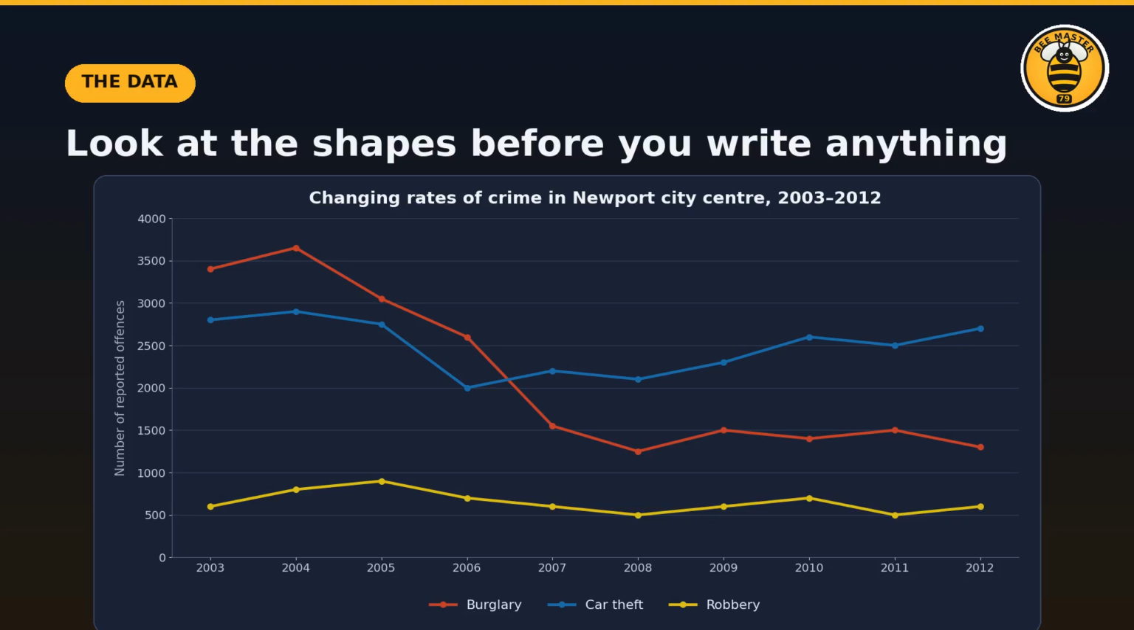This is the graph. 3 lines, 10 years, and offences on the vertical axis. Give yourself 60 seconds here and do not write a single word yet. Just look at the shapes. The red line falls a long way. The blue line sags in the middle and then climbed back. The yellow line is almost flat along the bottom. That is already your overview.